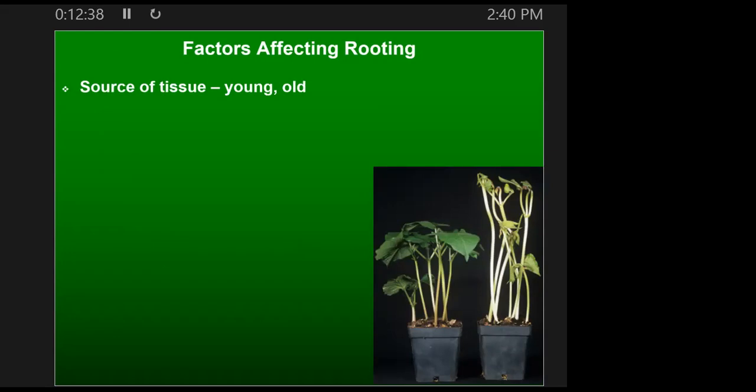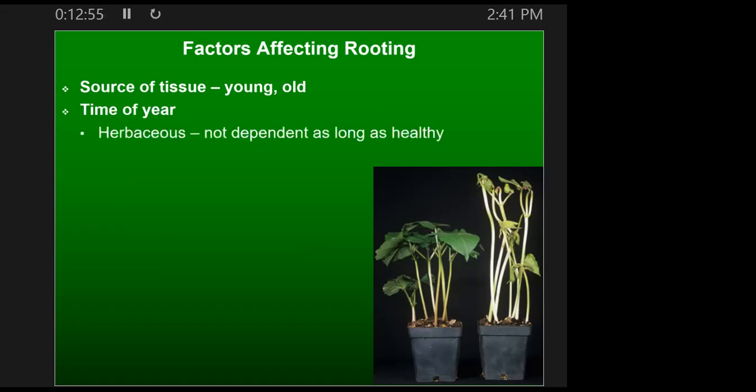And so, typically you don't want it too young of a plant, but you don't want it too old of a plant either. If it's in a vigorous phase of its life cycle, that's usually good success. The time of the year, so if you are trying to work with herbaceous plants, it's usually not too big of a deal as long as you have healthy plants.